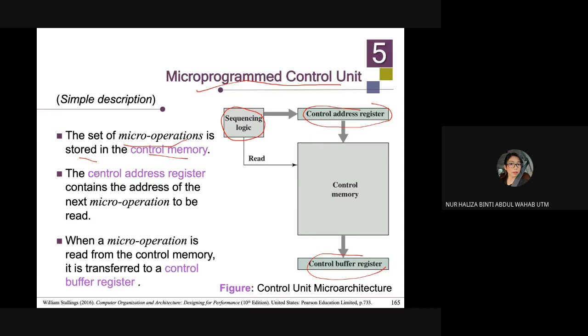What happens is the control address register contains the address of the next operation. So first of all, the flow will be like this. Later on, you will see the flow, in which the sequence logic will instruct a read to your control memory, and then control memory will generate the control buffer, and then it will flow in a loop. When a micro operation is read from control memory, it is transferred to your control buffer register.